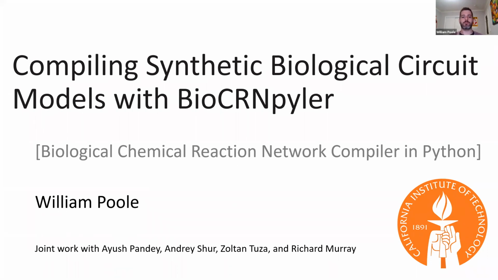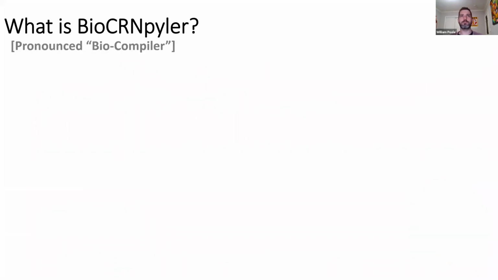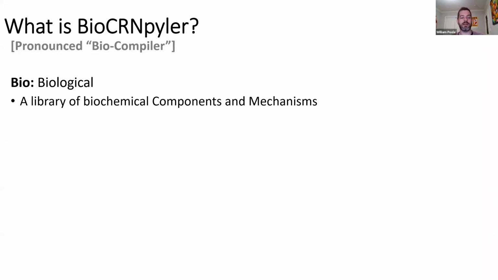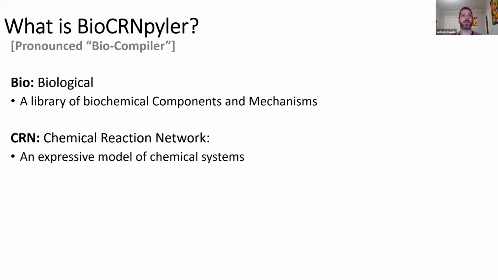So what is Biocompiler? I think the best place to start is with the name. First, you pronounce it Biocompiler, not BioCRNpyler, although you could say that if you wanted to, I suppose. But let's break this apart for a second. Bio is there because it's software for biologists. It is a library of biochemical components and mechanisms. And I'll explain what components and mechanisms are specifically, but I think you can imagine what this might be.